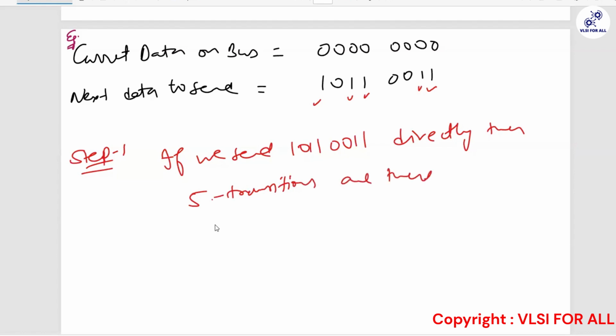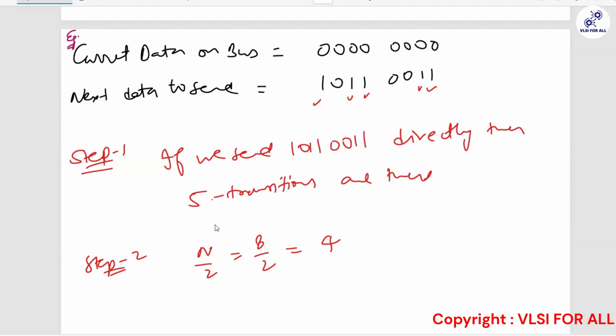But we need to check this with respect to N by 2. What is our N by 2? 8 by 2, that is 4, because 8 bits divided by 2 is 4. Since we have calculated our transitions as 5, that 5 is greater than 4, so the bus inversion will trigger.